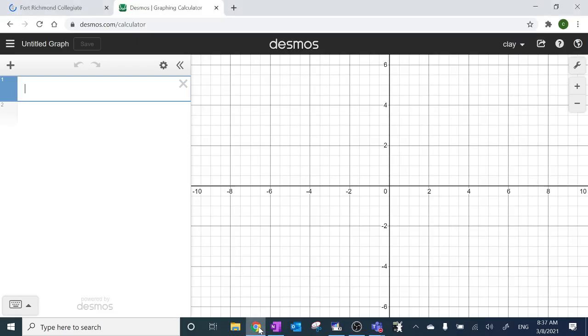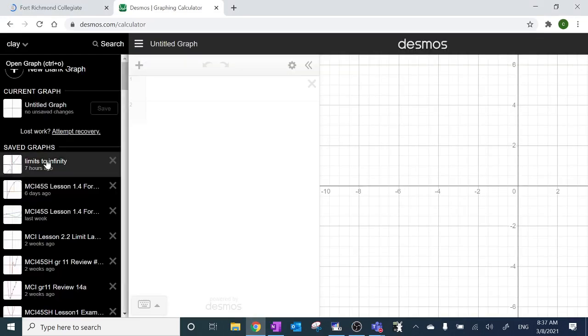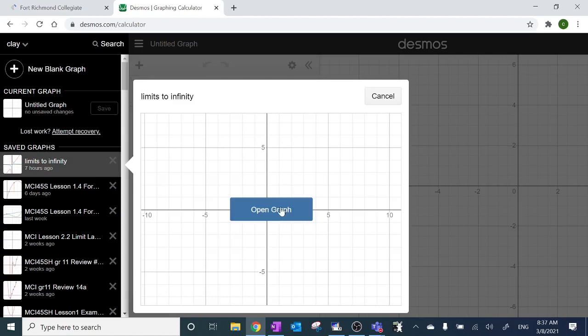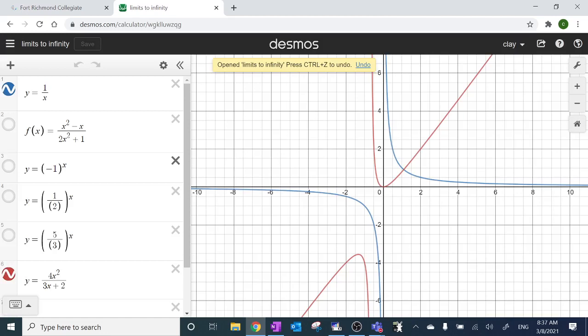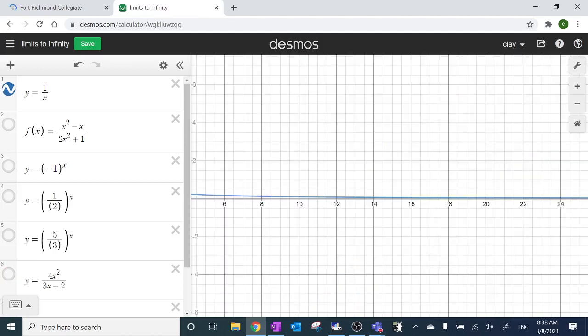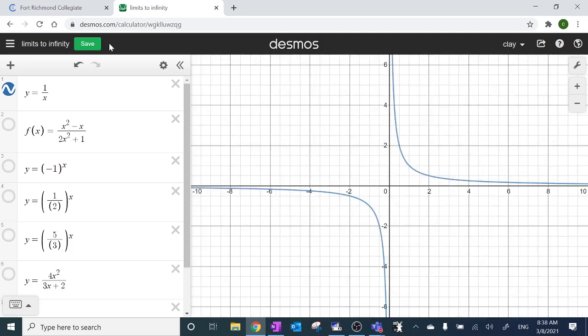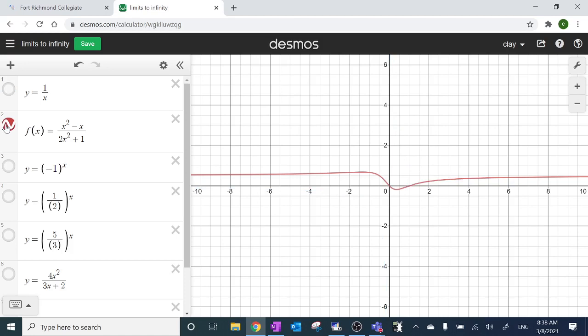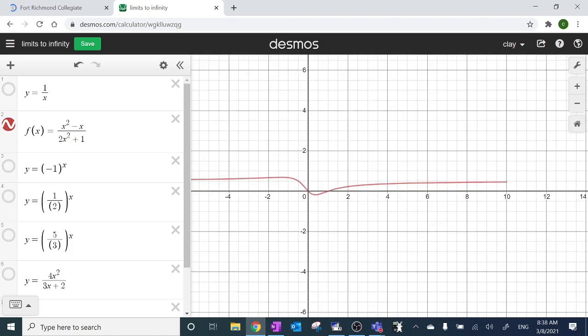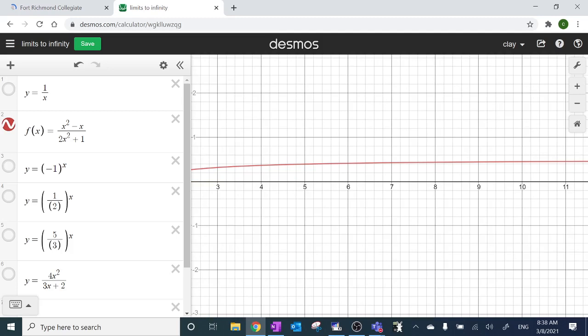Okay, so back to Desmos, and I saved a graph here, limits to infinity. Let's open it. There's the first thing I graphed today, y equals 1 over x. And as you can see, you were definitely heading towards 0. The further right you go, you're getting closer and closer to 0. Here's the one we just did. As you can see, this thing is heading towards 1/2. It is never going to cross it. It is heading towards 1/2.